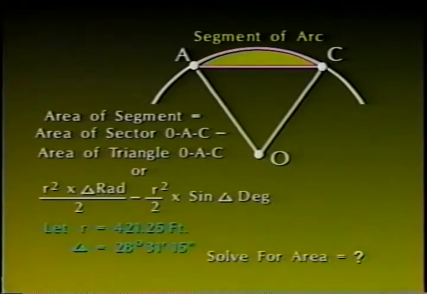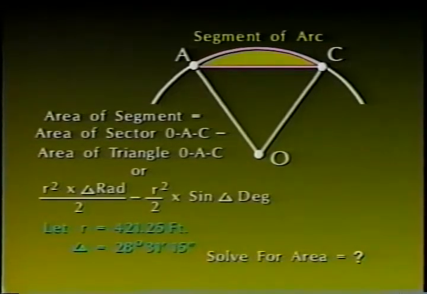First, determine the area of the sector of an arc OPR by the formula just discussed. Sector area equals radius squared times delta expressed in radians divided by 2. Then determine area of triangle OPR. The formula for this triangle is radius squared divided by 2 times sine delta. When both areas are computed, subtract the area of the inscribed triangle from the sector area, thereby finding the area of the segment.